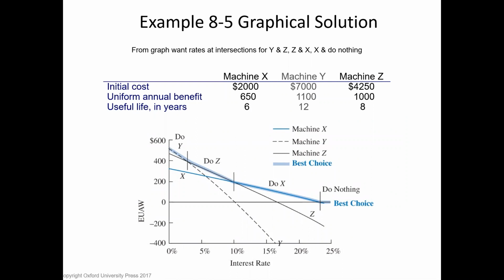We have a graphical solution for this example. 3 machines, X, Y, and Z, 2,000, 7,000, 4,250. You have different annual uniform amounts, different across the options, and also different useful life. Here, we've got several choices. We've got the do nothing choice. We've got machine X, machine Y, or machine Z alternatives.